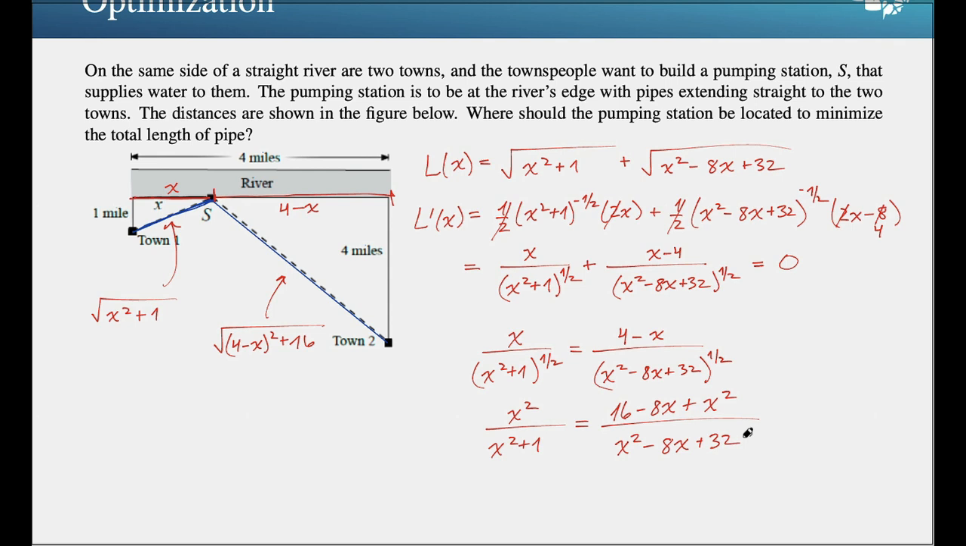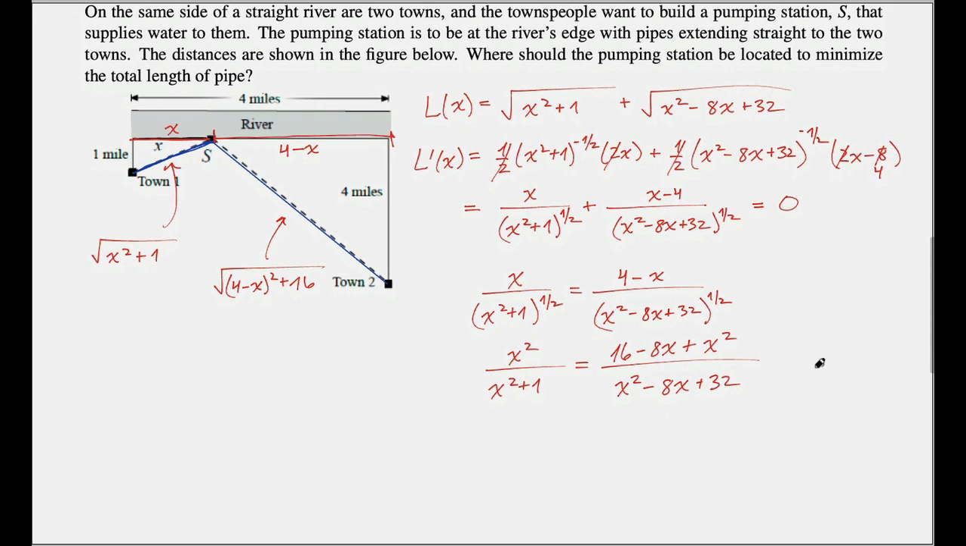So I've just squared both sides of the equation, and I want to solve for x now. I'm going to go ahead and cross multiply here.